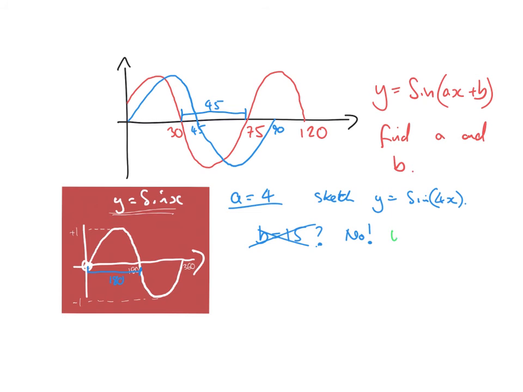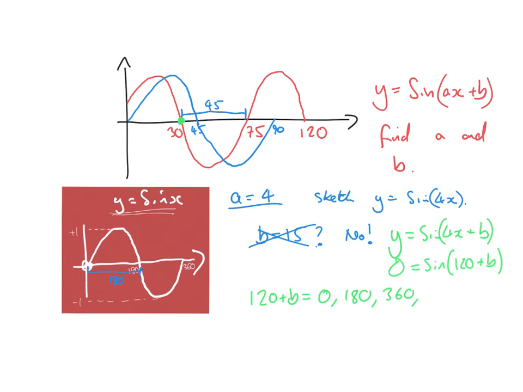We have got a is equal to 4. We're going to substitute that into our formula that we were given, where a is. And we are going to look at the x-intercept at 30. We're going to change y to 0. X turns into 30, so that's going to give us 120 plus b. Now here, we're going to write down a few of the x-intercepts when we solve that equation, and we get 0, 180, and 360. All of those are visible on the original graph.